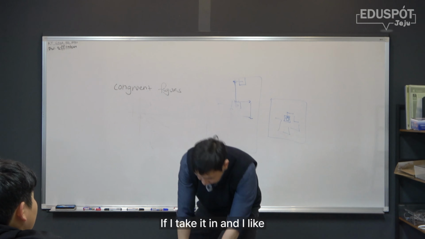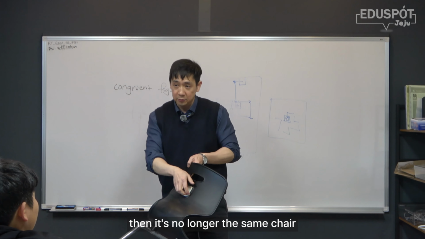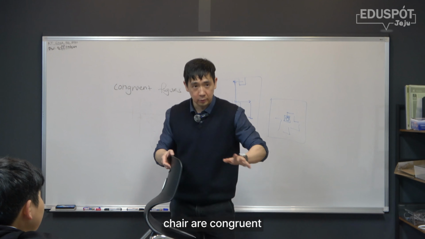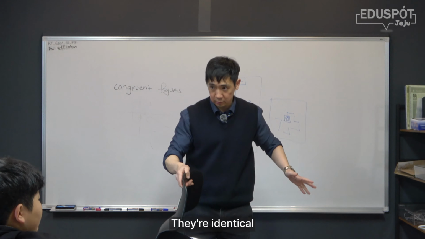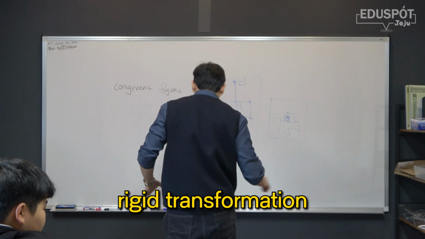It's another thing if I take it and stretch it or something. Then it's no longer the same chair. Does that make sense? Congruent. This chair and that chair are congruent. They're identical. Okay? So this is what I mean when I say rigid transformation.